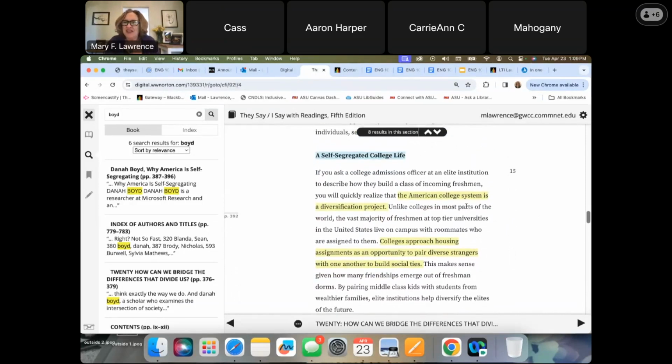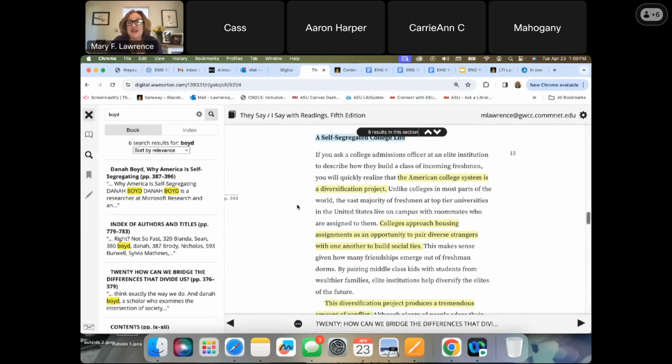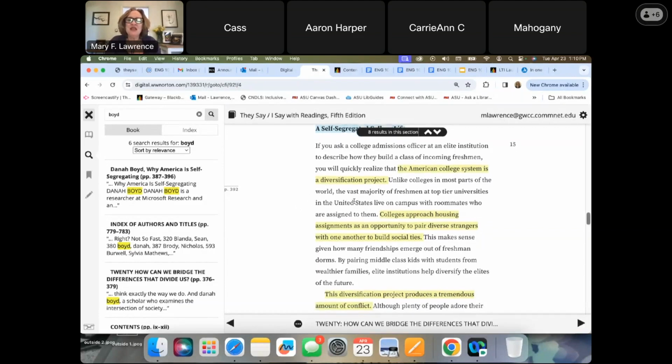The next big example, which I'm also going to skim through for the sake of time, is self-segregated college life. And she says the American college system is a diversification project. And I think of community colleges as a perfect example of that, where there's tremendous diversity, mostly because they cost less, they're more affordable, they're more accessible, and they usually are more open as far as admissions. I think CT State now has a 100% acceptance rate. So anyone from any background is able to attend college. And so that really does promote diversity. It promotes equity, and ideally would promote inclusion. But that's not how it is everywhere.